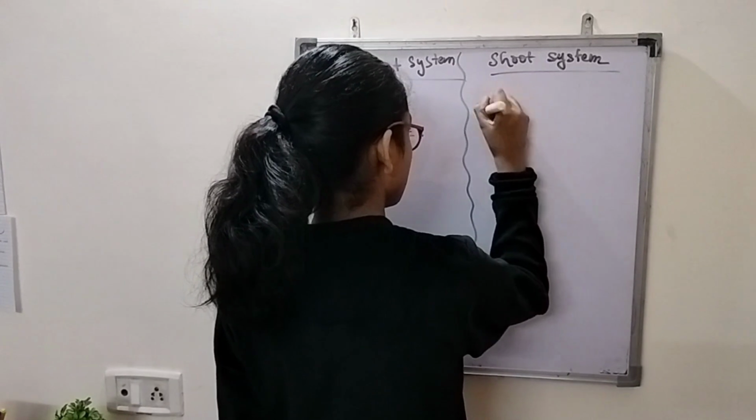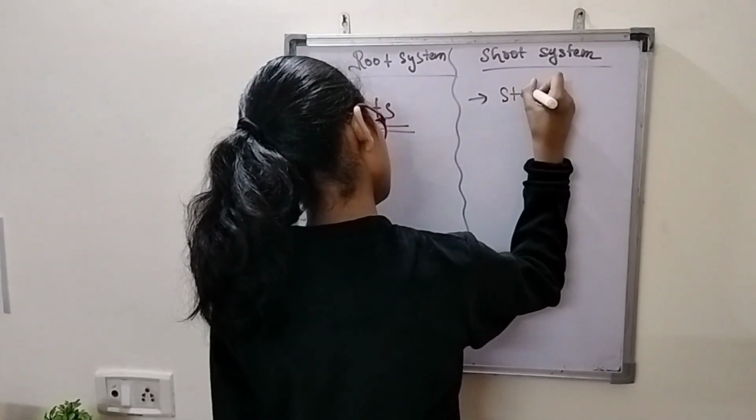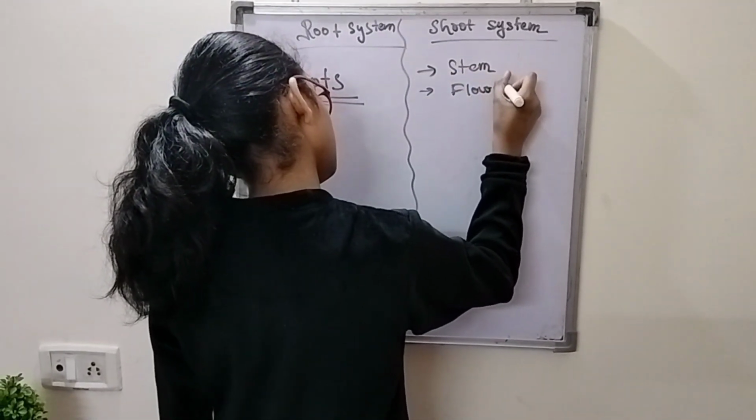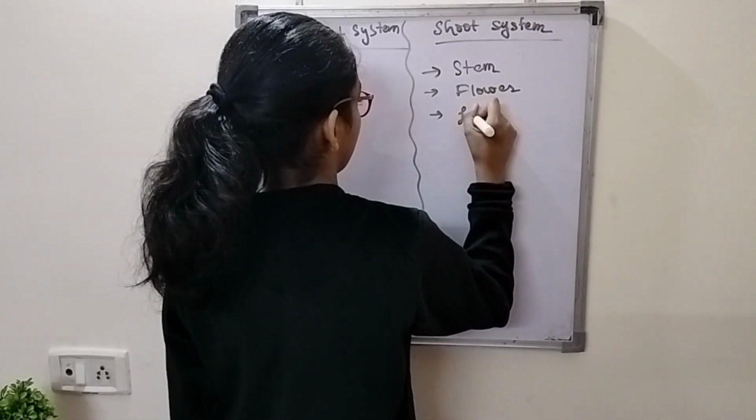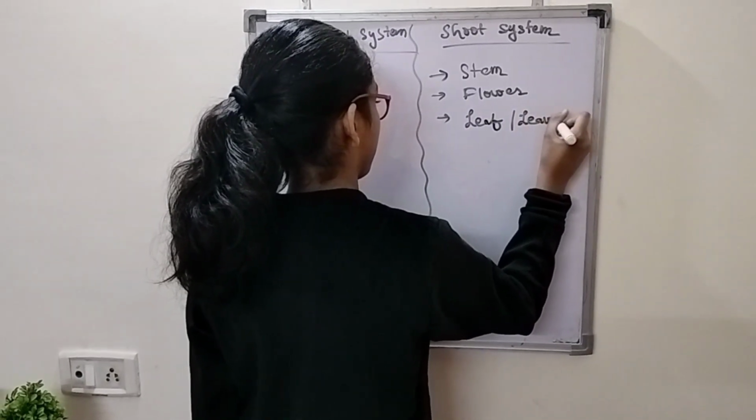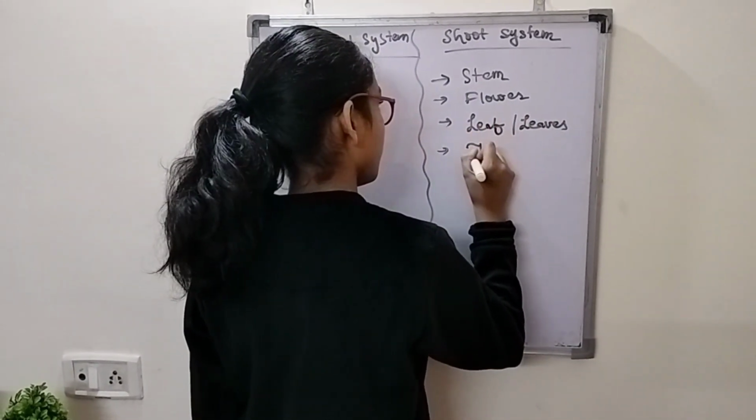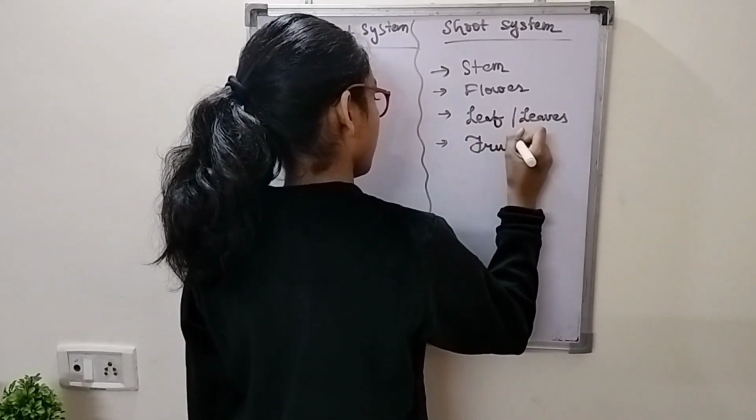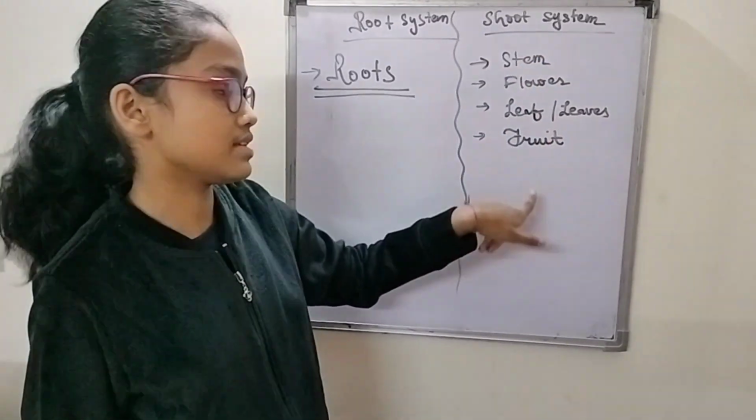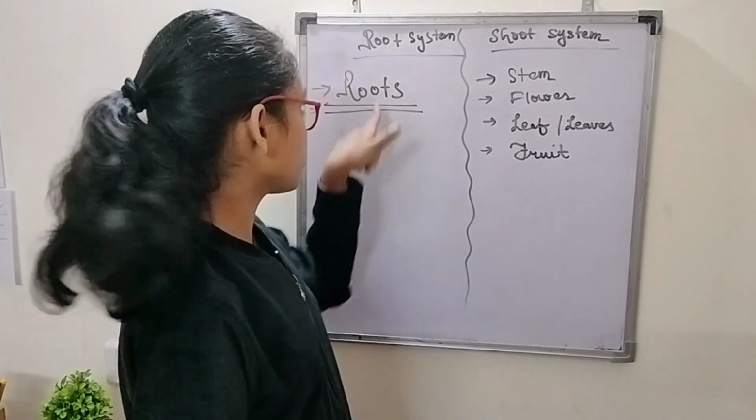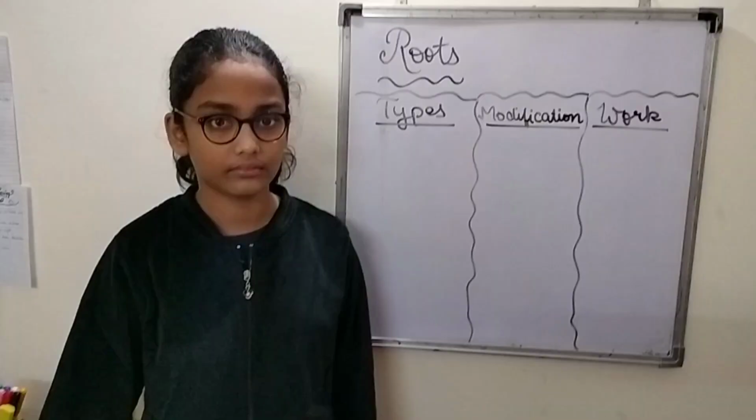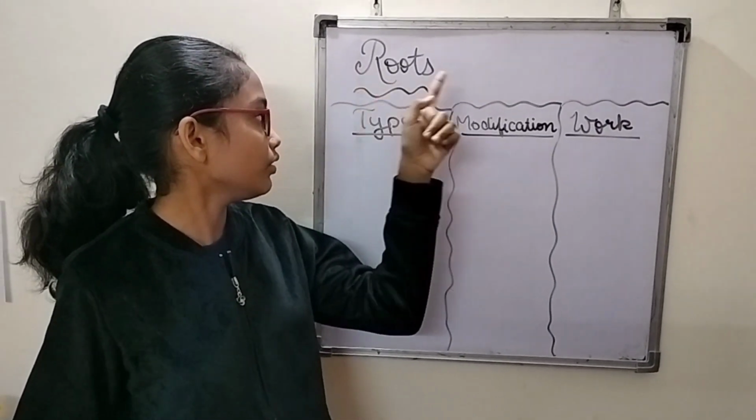The first is stem, flower, leaf, and fruit. These are the four main parts of the shoot system. So we will discuss the roots and these parts of the shoot system one by one. So let's start. First we will discuss roots.